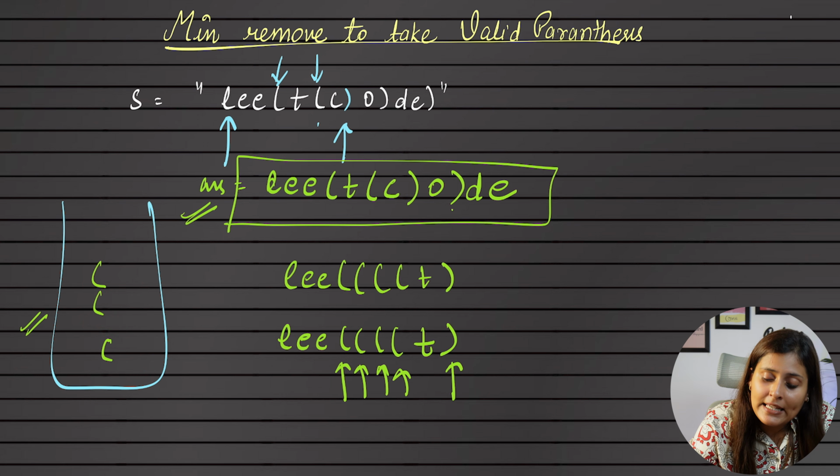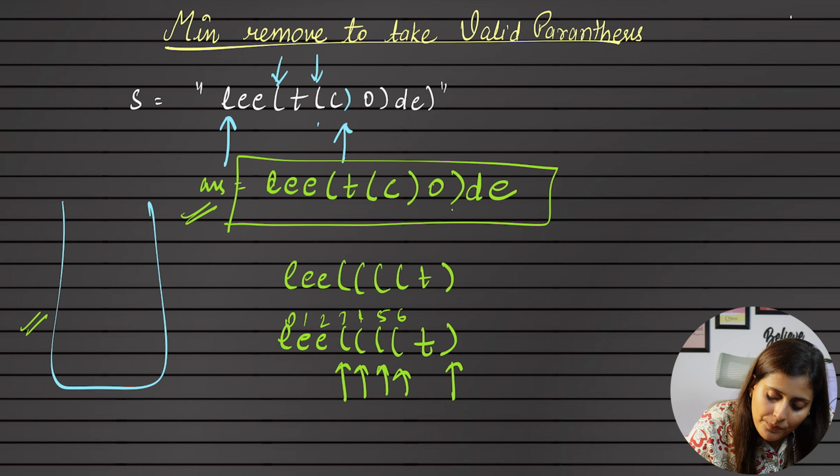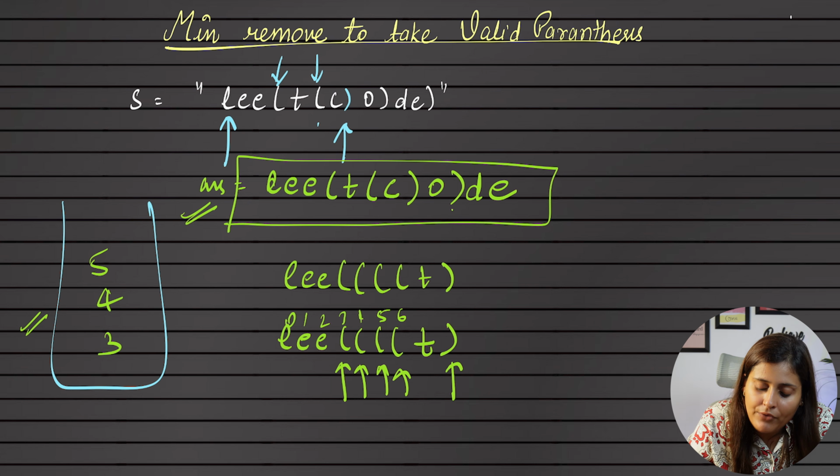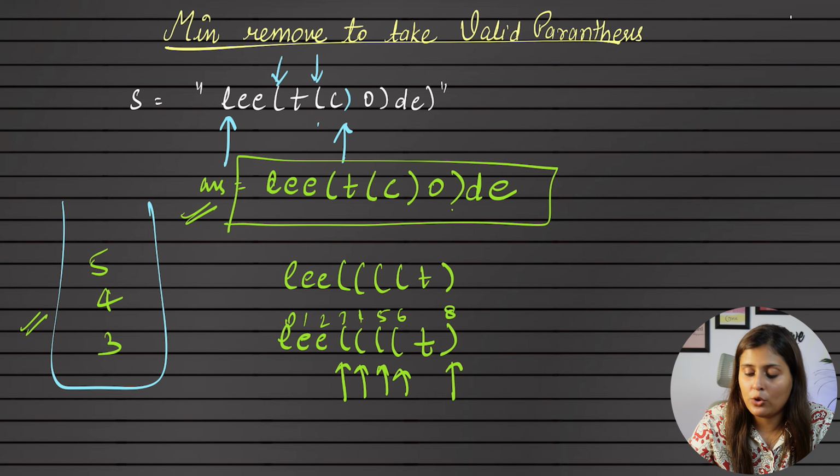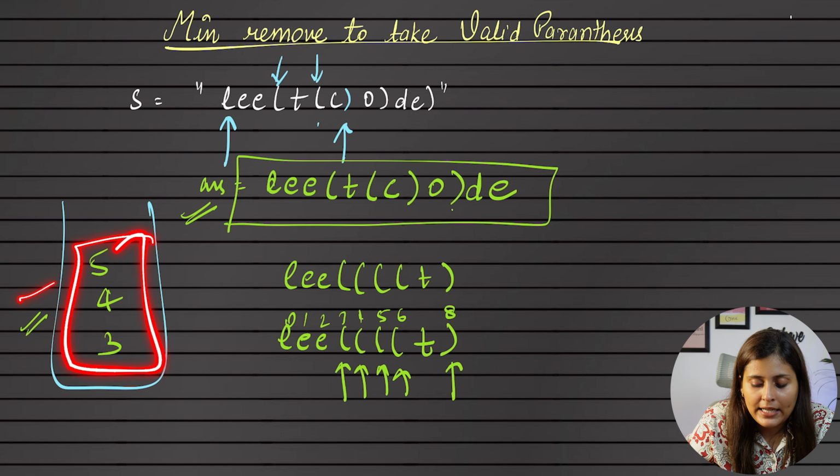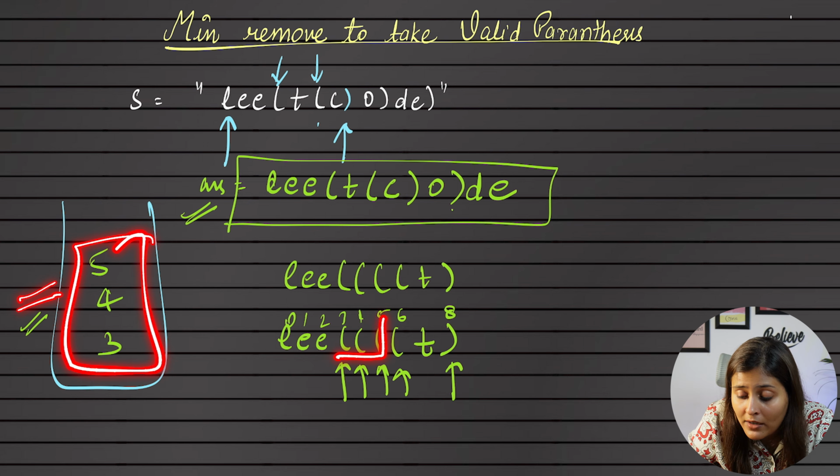Can I say this? Instead of saving brackets, it will be a better option to save the indexes. Means 0, 1, 2, 3, 4, 5, 6. So indexes were 3, 4, 5, 6. 6 we would have popped because we found a closing bracket at the 8th location. But these indexes will help us go and remove those ones.